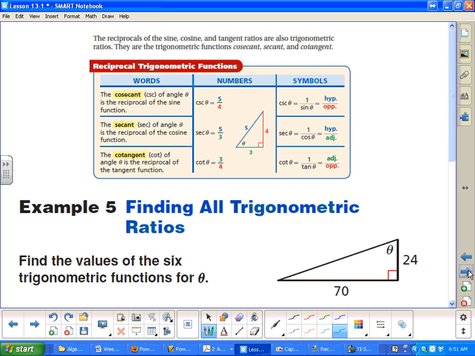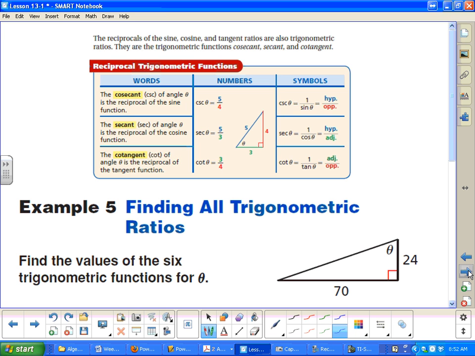So there are 6 trig functions, sine, cosine, and tangent. The other 3 trig functions are cosecant, secant, and cotangent, and they're called reciprocal functions because they're the reciprocal of the first 3. And remember, when we're finding reciprocals, we just flip them over to find the answer.